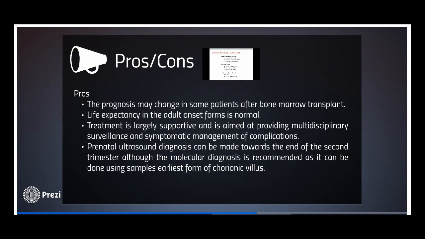Pros and cons. Pros: the prognosis may change in some patients after bone marrow transplant. Life expectancy in the adult on some forms is normal. Treatment is largely supportive and is aimed at providing multidisciplinary surveillance and symptomatic management of complications. Prenatal ultrasound diagnosis can be made towards the end of the second trimester, although the molecular diagnosis is recommended as it can be done using samples as early as from the chorionic villus.